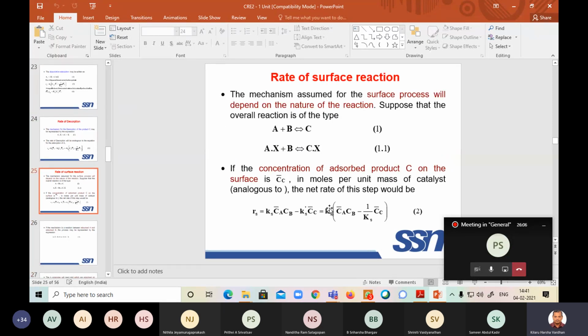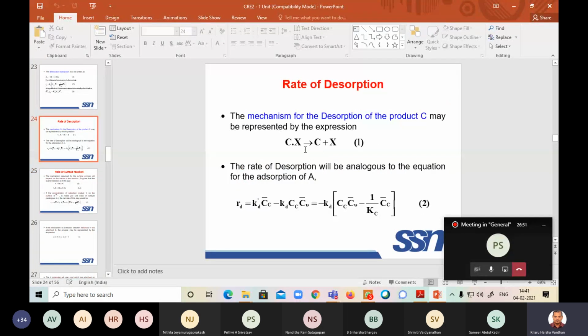The third one is surface reaction. What is happening at the surface? At the surface, if the reaction is A plus B giving you C, there are two ways in which this takes place. A is sitting on the active site, reacting with B to give you C dot X. C dot X is the product which is forming at the surface. This product is being desorbed to give you C plus X. C is the product, and again the active site will be recreated.